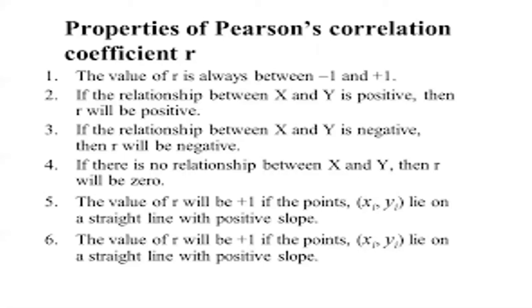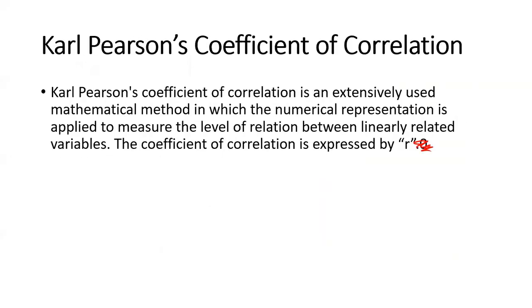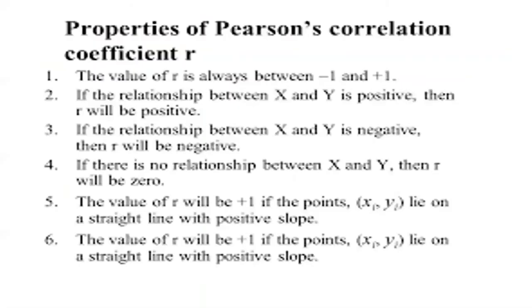Point 5 says that the value of R will be +1 if the points X, Y lie on a straight line with positive slope. The line, which we have shown in the linear correlation diagram, was this one. If the line is moving in the positive direction, then the value of R will be positive. It's simply saying this. Then point 6 says the value of R will be +1 if the points X, Y lie on a straight line with positive correlation. The same point is repeated here.